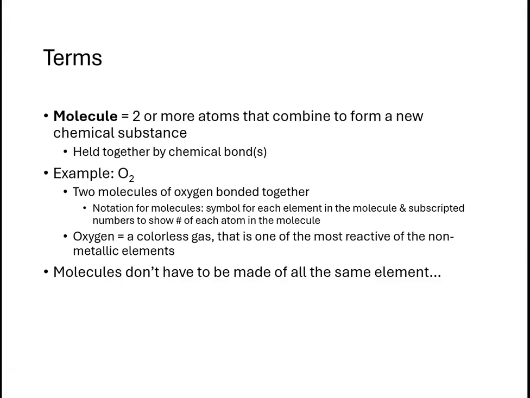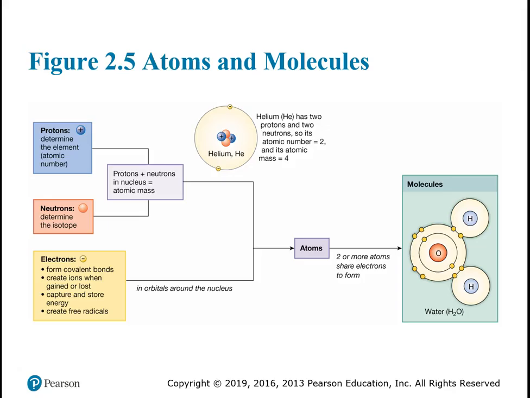But molecules do not necessarily have to be made of all the same element. All right? We're going to come back to that in just a moment, so just kind of a refresher. So remember, atoms have protons, neutrons, and electrons. Protons and neutrons give us the atomic mass. We'll talk a bit more about isotopes later, and the electrons are really important for the formation of bonds, any type of bond that we'll talk about here in a little bit. And when we combine two or more atoms to share electrons, they form a molecule.